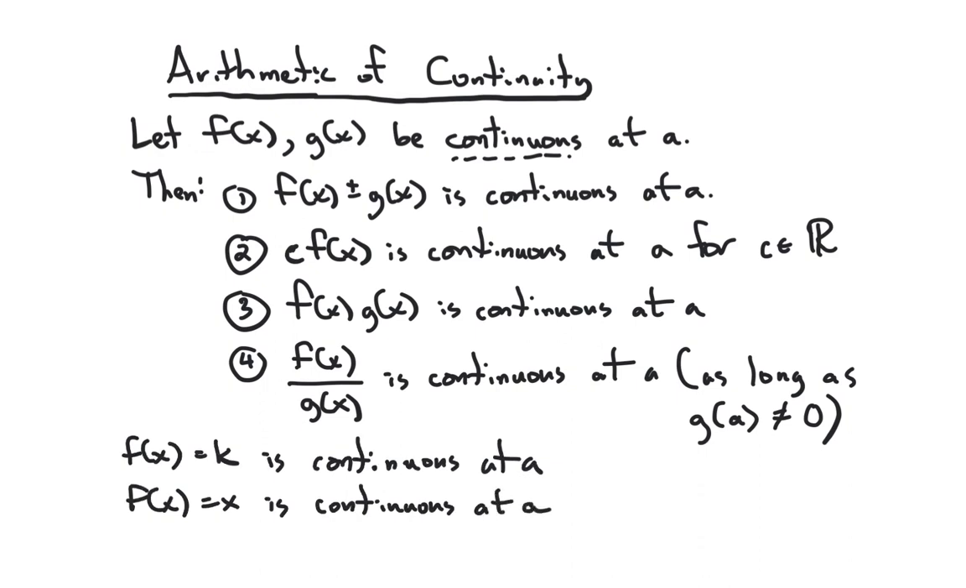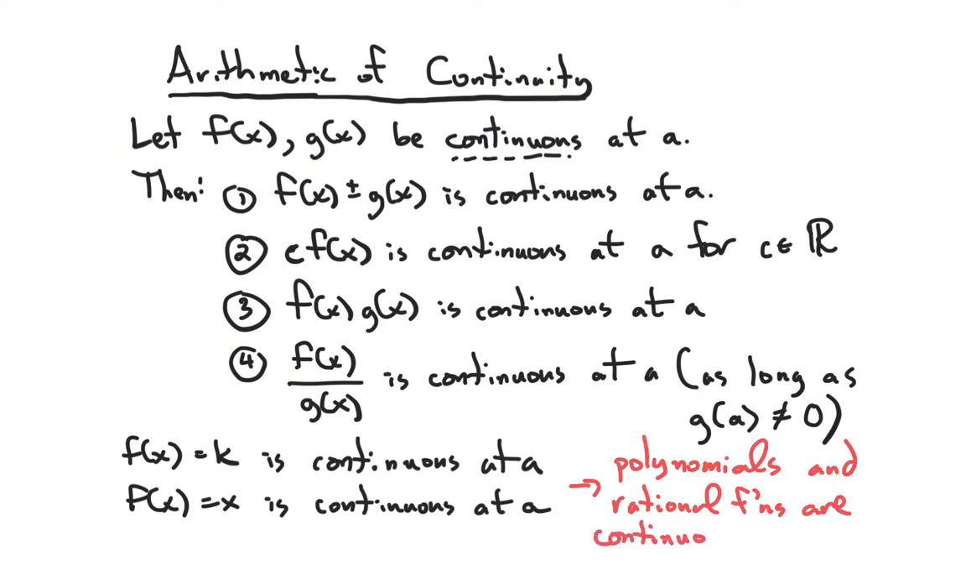So what does that mean? Well, if we know we can add, subtract, multiply, and divide, and multiply functions by scalars, and we have these two functions, well, we can make any polynomial we like out of these guys using 1, 2, and 3. And using 4, we could take two polynomials and divide them, and we have division. So we have that polynomials and the ratio of two polynomials, or rational functions, are continuous. We'll have to be a little careful here, everywhere they're defined.